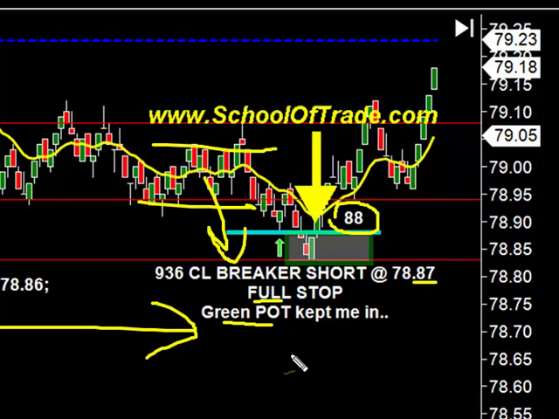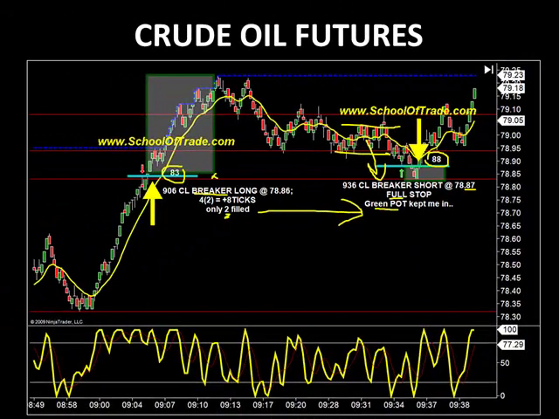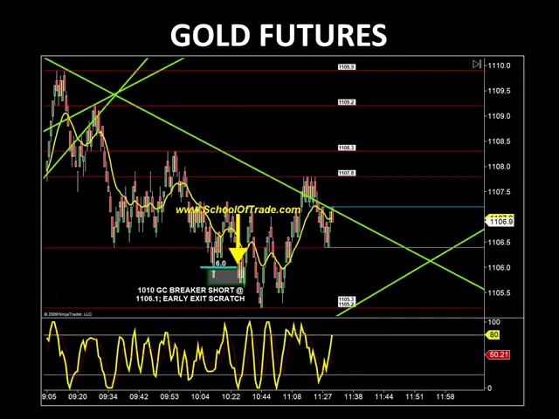The green pace of tape kept me in for a full stop. Of course, we lost 16 ticks there on that full stop loss. Let's keep moving, though. We weren't done yet. We made that money back not too late, not too much longer in the market.